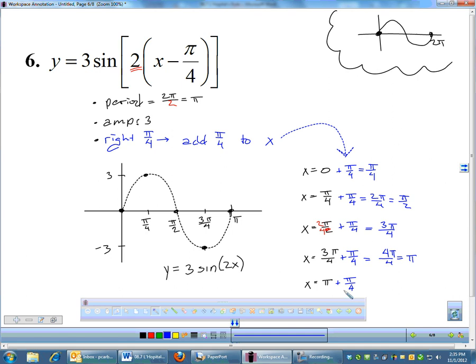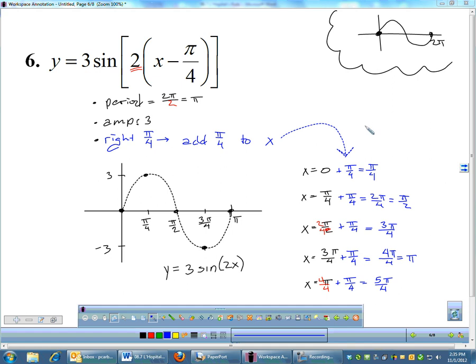And then pi plus pi over 4, get a common denominator. Make that 4 pi over 4. 4 pi plus 1 pi is 5 pi over 4. And so what I've done is I've added pi over 4 to all of my x coordinates, and now we're going to move them.